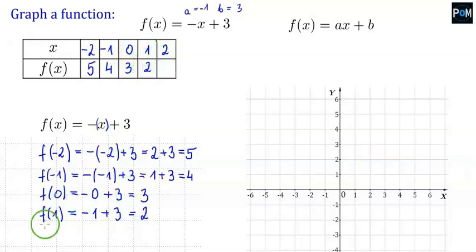And the last x is 2. So f of 2 is a minus. Instead of x goes 2, and plus 3. Here we get the number 1. The table is ready, so now we take the points.